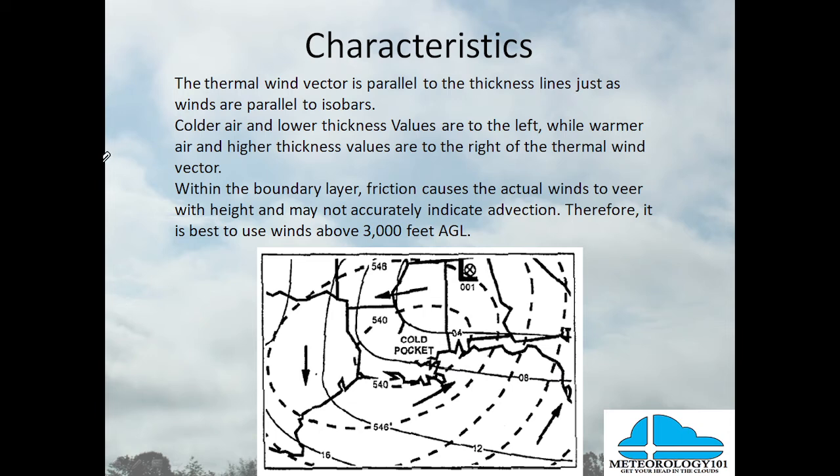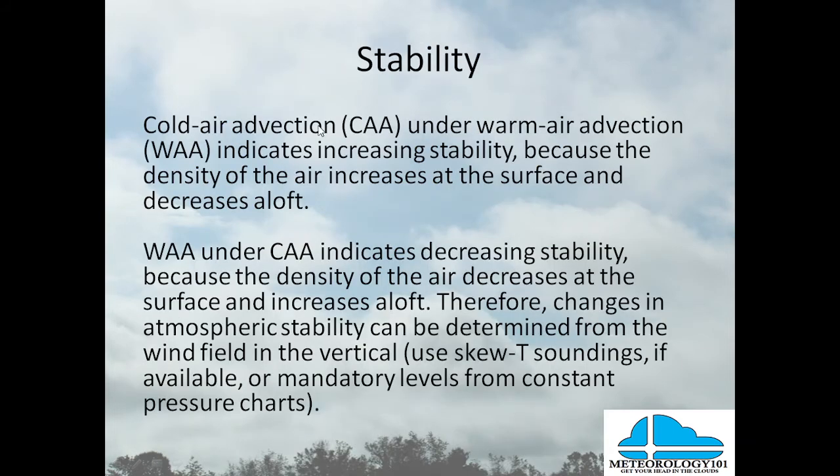We'll get more into the thickness chart in the next video. All right, stability. So when we're determining these cold air advection and warm air advection with the heights, we can go two different layers and then we can determine the stability of the atmosphere. Cold air advection under warm air advection would indicate stability. So it's warm over cold.